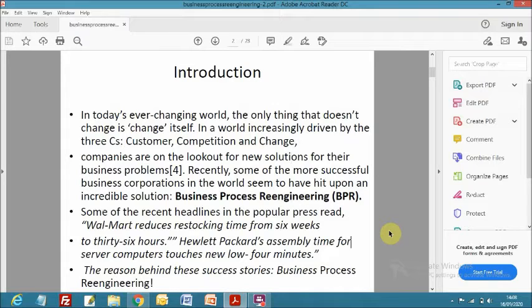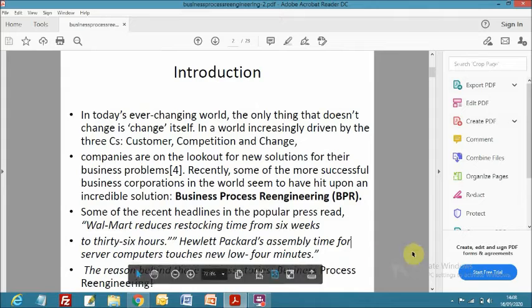In today's ever-changing world, the only thing that does not change is change. The world is increasingly driven by the 3 C's: customer, competition, and change. Companies are on the lookout for new solutions for their business problems. We are looking out for new solutions for business problems, and not basically small solutions for small parts, but trying to reinvent the whole business process.